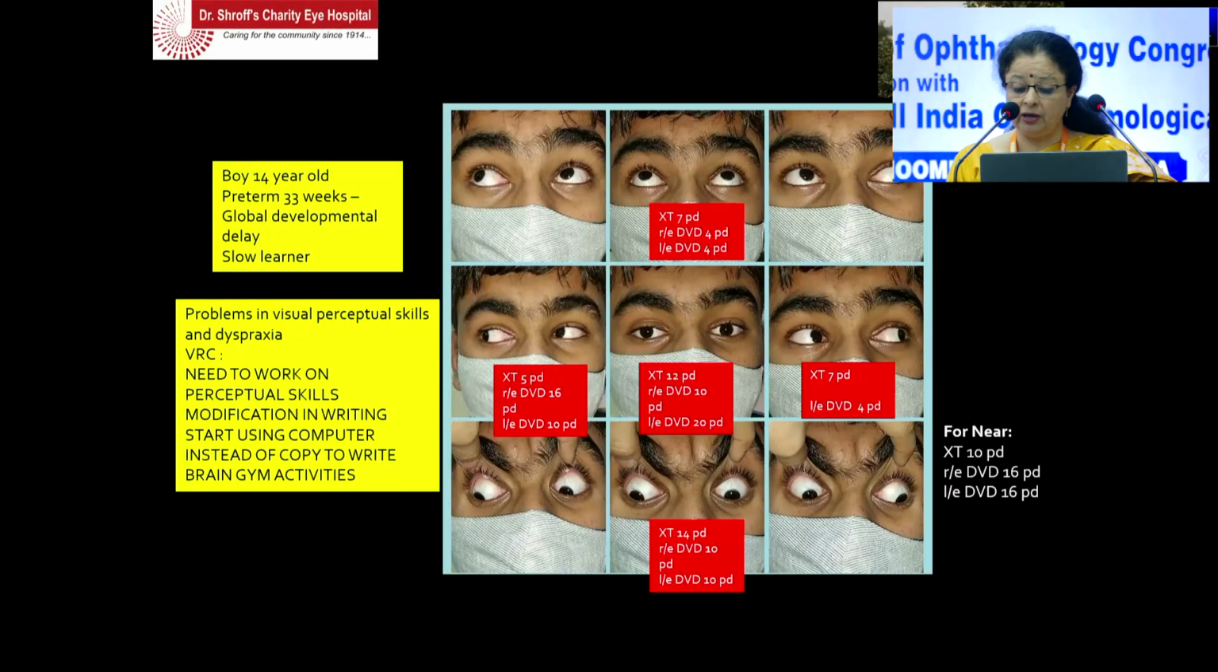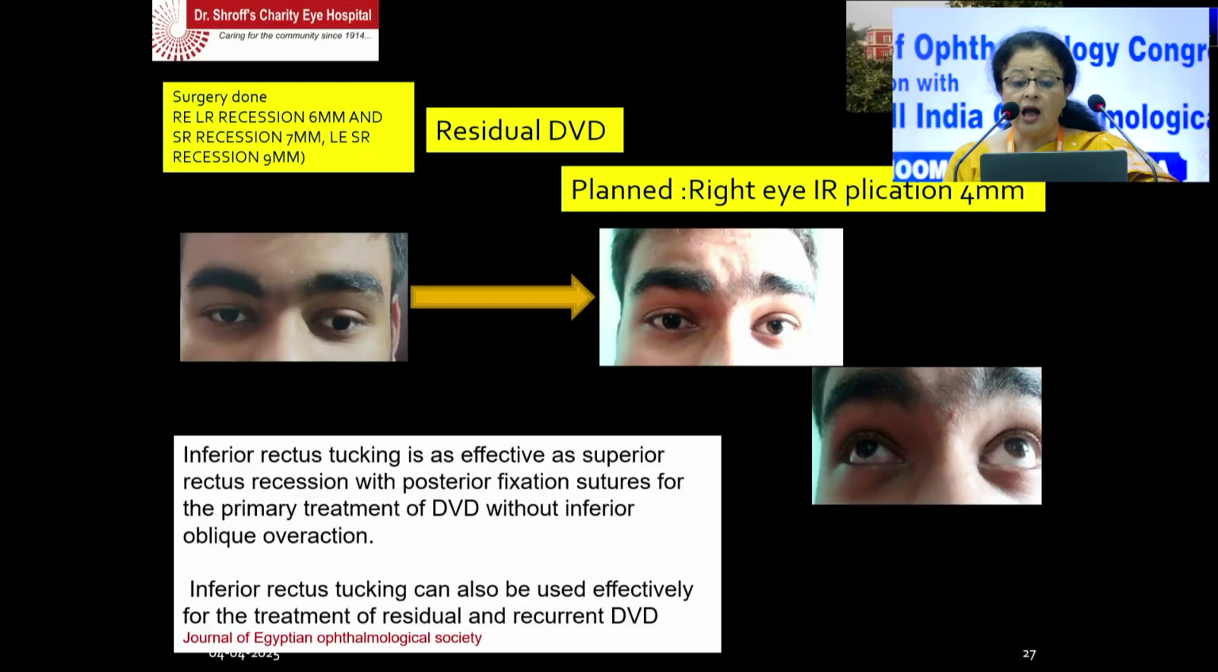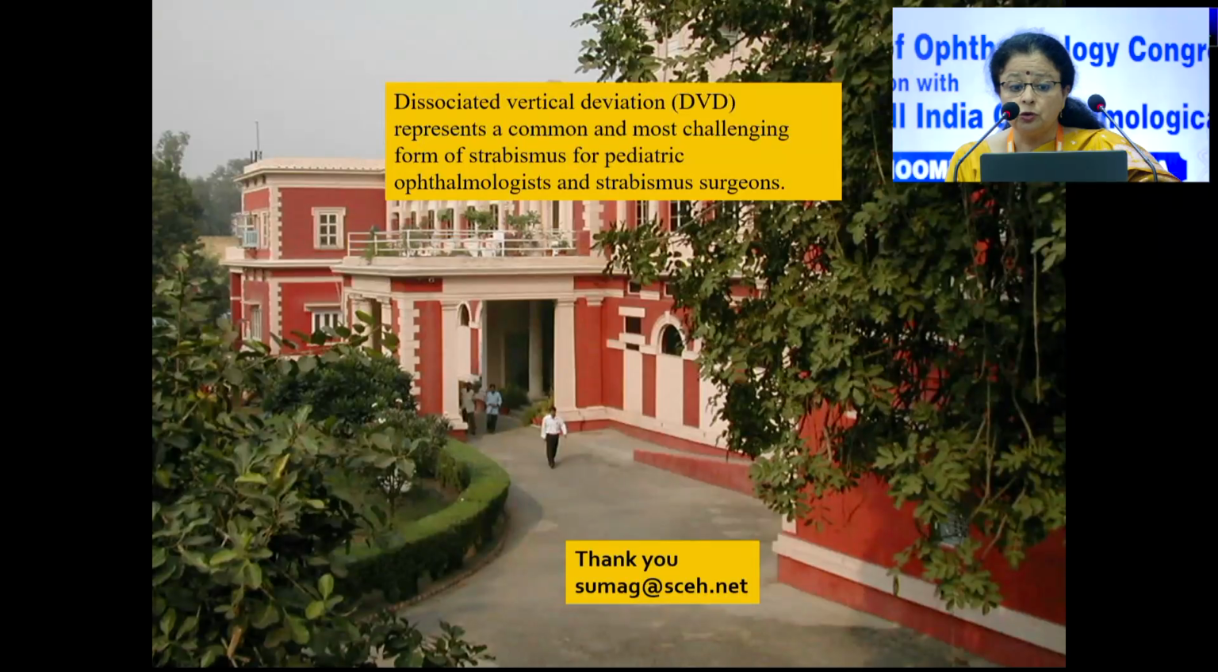We did a superior rectus recession surgery. Along with that, there was still residual DVD, so we planned an IR plication. IR plication is as effective as superior rectus recession with posterior fixation sutures, and it can be used effectively for the treatment of residual and recurrent DVD. After the surgery he tells us that his geometry has improved. So we have to perform these surgeries for improving all the other cognitive development of the child also. DVD represents a common and most challenging form of strabismus for the pediatric ophthalmology and strabismus surgeon.